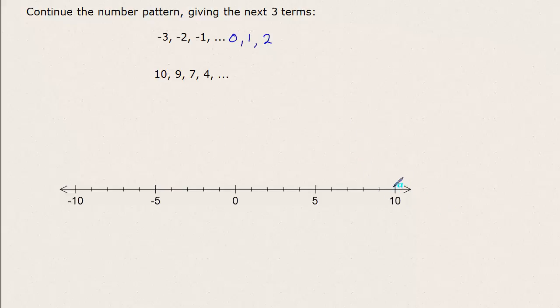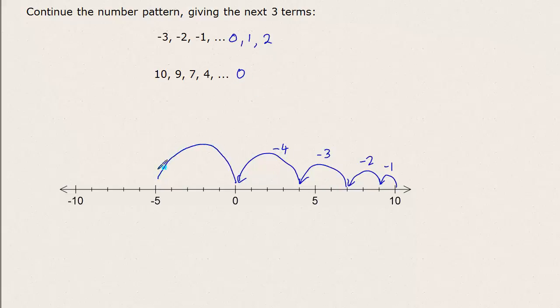So we started at 10 and we went downwards to 9. We then went downwards to 7 and downwards to 4. So we've gone down by 1, then by 2, then by 3. So next we need to go downwards by 4. So that will take us to 0.